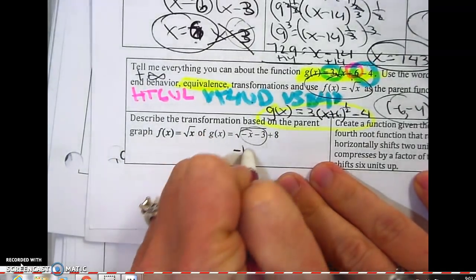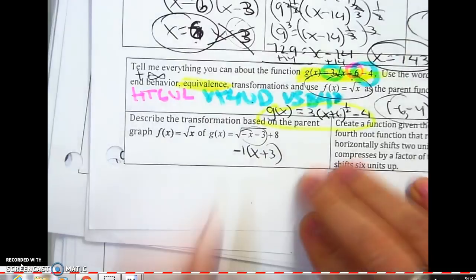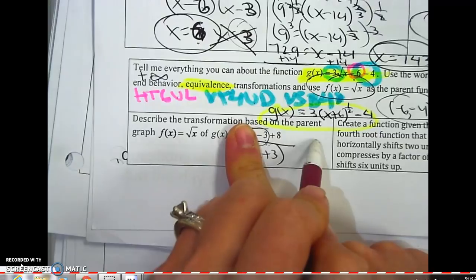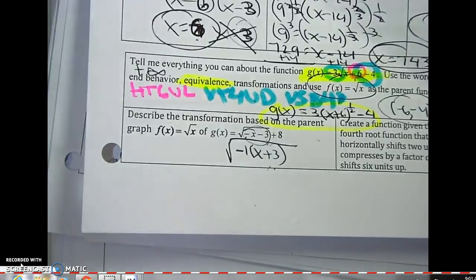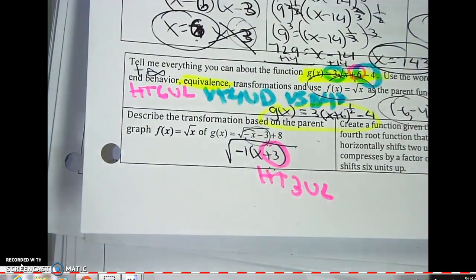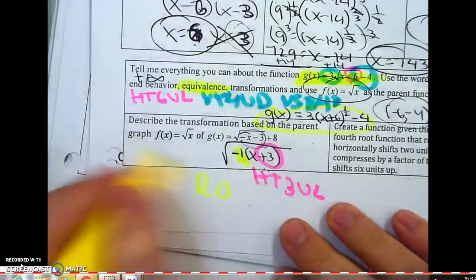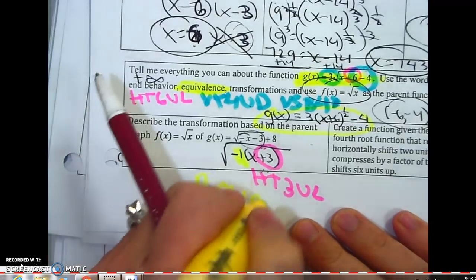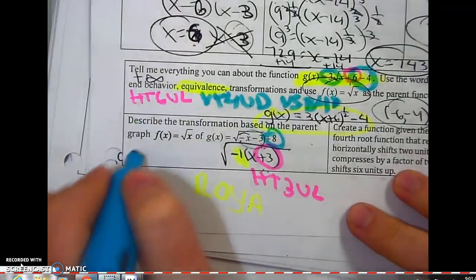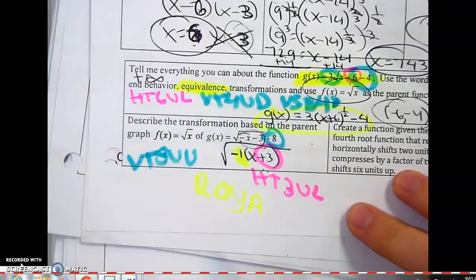Describe the transformation based on the parent graph. Remember what's in here. This is like -1 times x plus 3. That's what it really is. Because this would be horizontal translation 3 units right. But this negative reflection means that it affects your translation. So now this is a horizontal translation 3 units left. But you have to write it in words. If you write HT3UL, I don't know what that means. And then this is telling you it's a reflection over. Since it's with the x, the reflection is actually with the y, because reflection is the opposite. And this is a vertical translation, straight shooter, 8 units up.